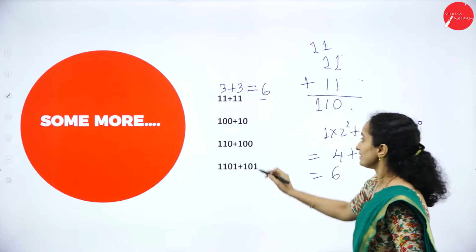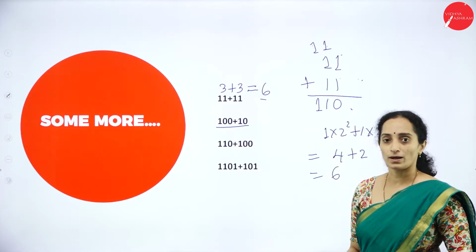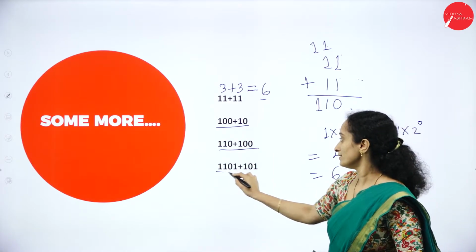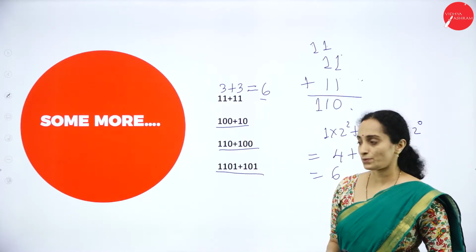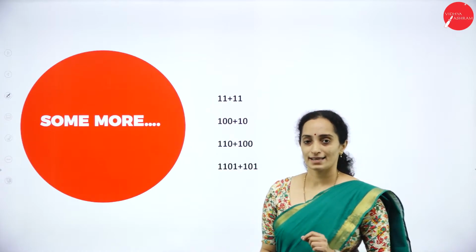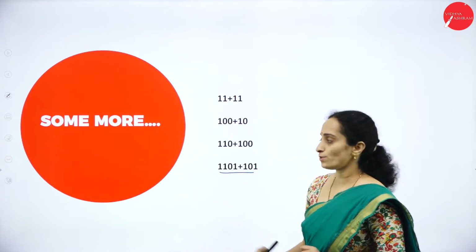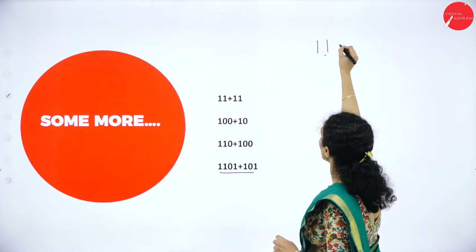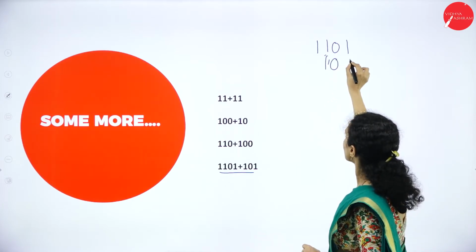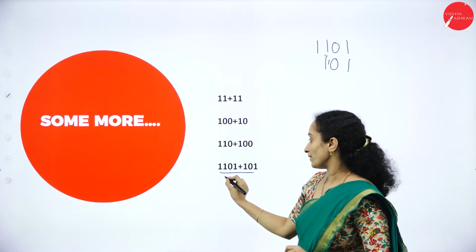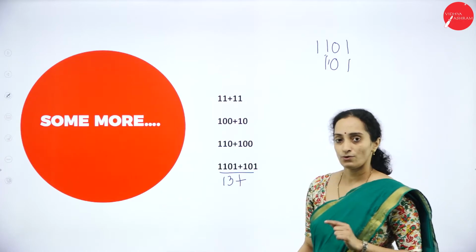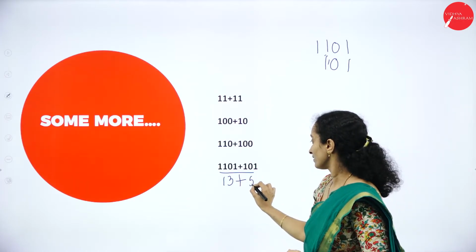Is it not? In the same way, you can perform the addition on 1 0 0 plus 1 0 1, 1 1 0 plus 1 0 0, 1 1 0 1 plus 1 0 1. We will look at the last example, that is 1 1 0 1 plus 1 0 1. How do you perform the operation? 1 1 0 1 plus 1 0 1. Okay. Here 1 1 0 1 represents 13 plus 1 0 1 represents 5.